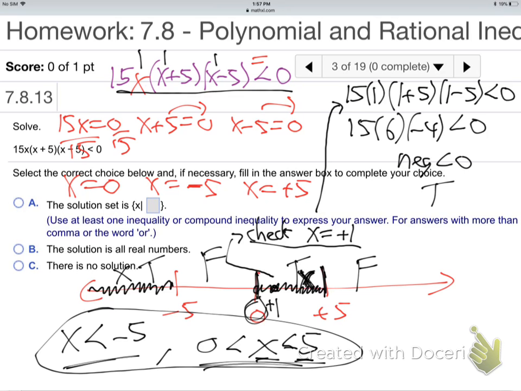Is that okay? So we take each part that has an X, set it equal to 0, solve them all, put them on the number line, and just test one section. If I found it's true, then it just switches back and forth. Give the true answers.